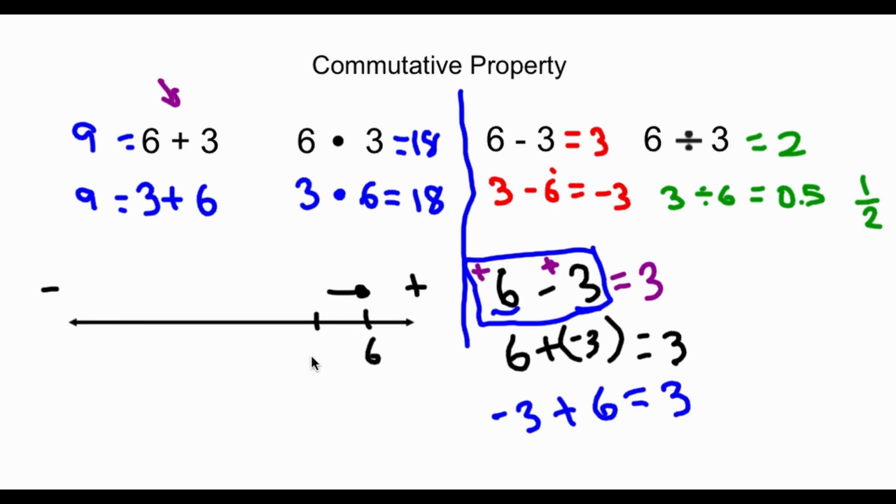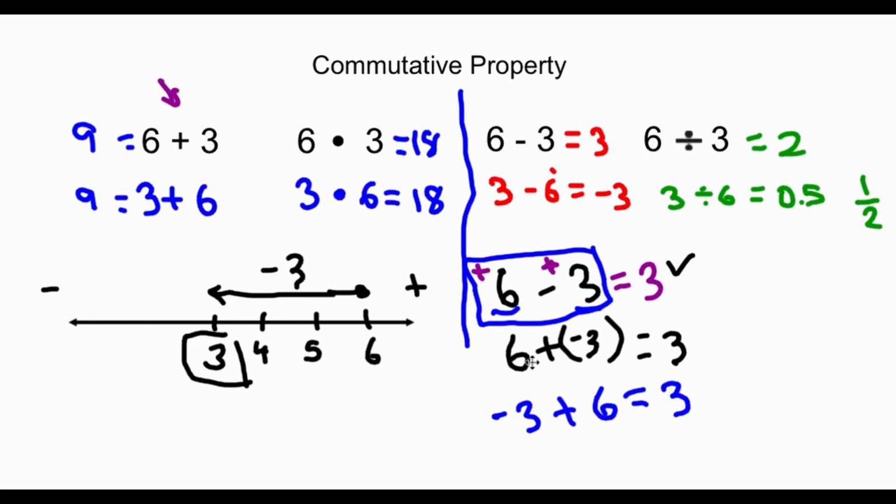So the first one would be the 5, the next one would be the 4, and the third one would be the 3. So 3 units, 1, 2, 3. So this is the equivalent of taking away or subtracting 3 from the 6. You end up at the 3, and that's your answer over here.